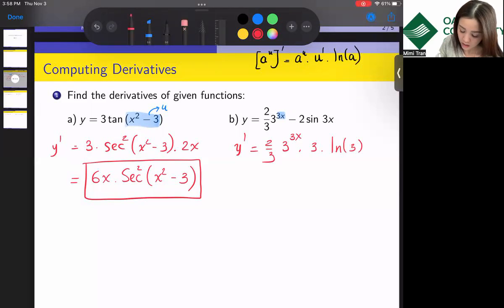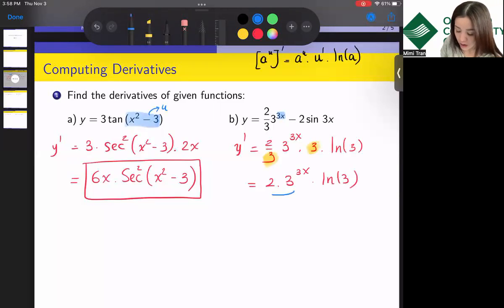All right. I can cancel this one with this one, right? Now, please do not cancel this one with this one. It's not even possible, right? One is just the number 3. The other one is 3 to the power of 3x. So those two things are different. But the 3 here in yellow, they're the same thing. So we can cancel. So I have 2 times 3 to the 3x times ln of 3.